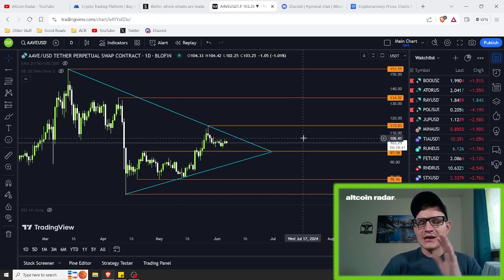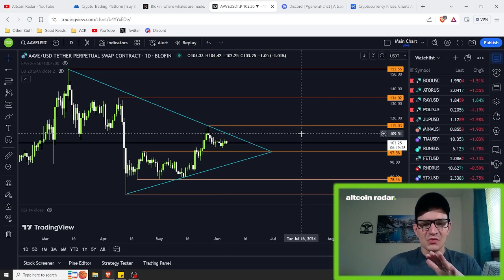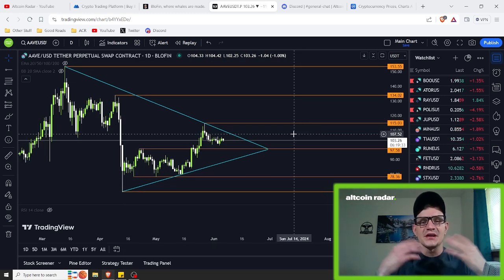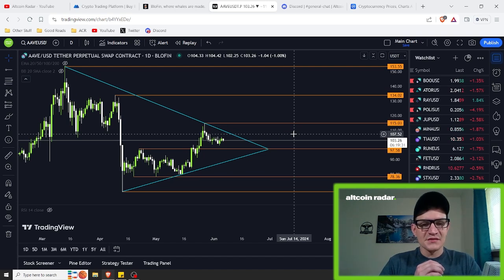And realistically, I don't see things going down to that level for the rest of this bull cycle. I mean, it definitely could if we do end up getting some kind of crazy black swan event or something like that. But I mean, realistically, I don't see that happening, especially with the strength that we're currently seeing in the altcoin market in general.